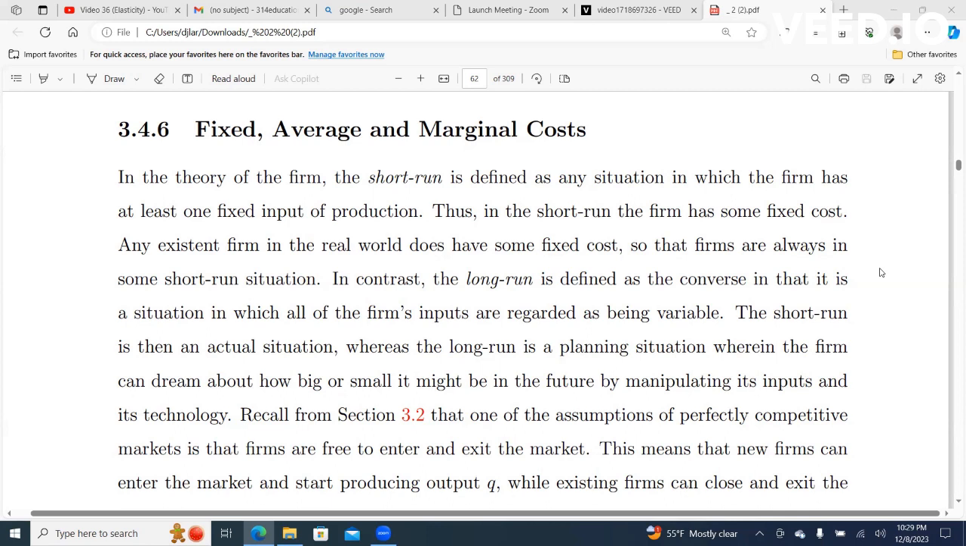Okay, so in the theory of the firm, the short run is defined as any situation in which the firm has at least one fixed input of production. Thus, in the short run, the firm has some fixed cost. Any existent firm in the real world does have some fixed cost, so firms are always in some short-run situation. In contrast, the long run is defined as the converse, in that it is a situation in which all the firm's inputs are regarded as being variable. The short run is then an actual situation, whereas the long run is a planning situation wherein the firm can dream about how big or small it must be in the future by manipulating its inputs and its technology.